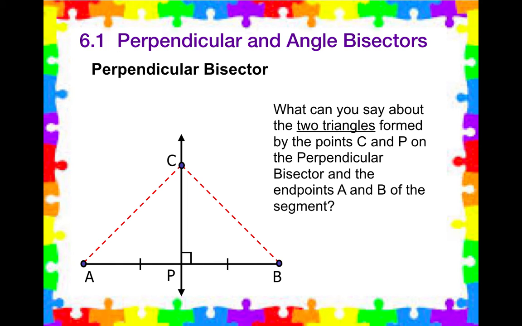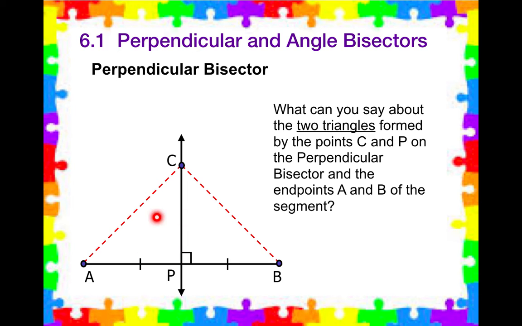Let's take a look at this perpendicular bisector here, CP. It splits AB perfectly in half. What can we say about the two triangles that are formed? Well, let's take a look. You can see that this is congruent to this. This segment is shared between the two, so reflexively it's the same length. And then we have an angle here that's the same. So we have side, angle, side, side, angle, side.